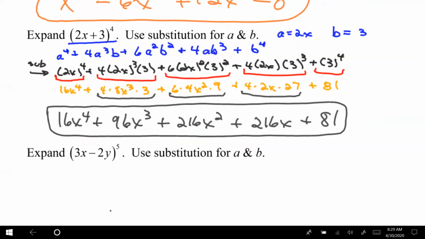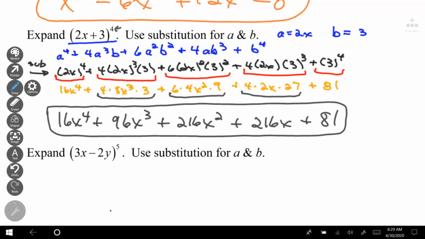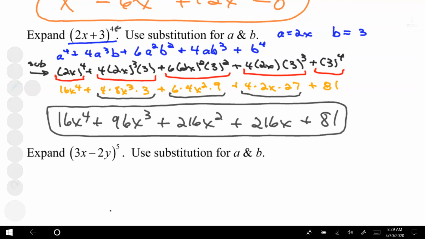So as you can see for this example, 2x plus 3 to the 4th, I used the 4th row of Pascal's triangle, 1, 4, 6, 4, 1. I wrote it out with a's and b's. I substituted in 2x for a and 3 for b. I did all my little arithmetic, expanded it out, multiplied it out, and I got that final result there on the bottom. Now I do a little step at a time. This one took 4 steps.